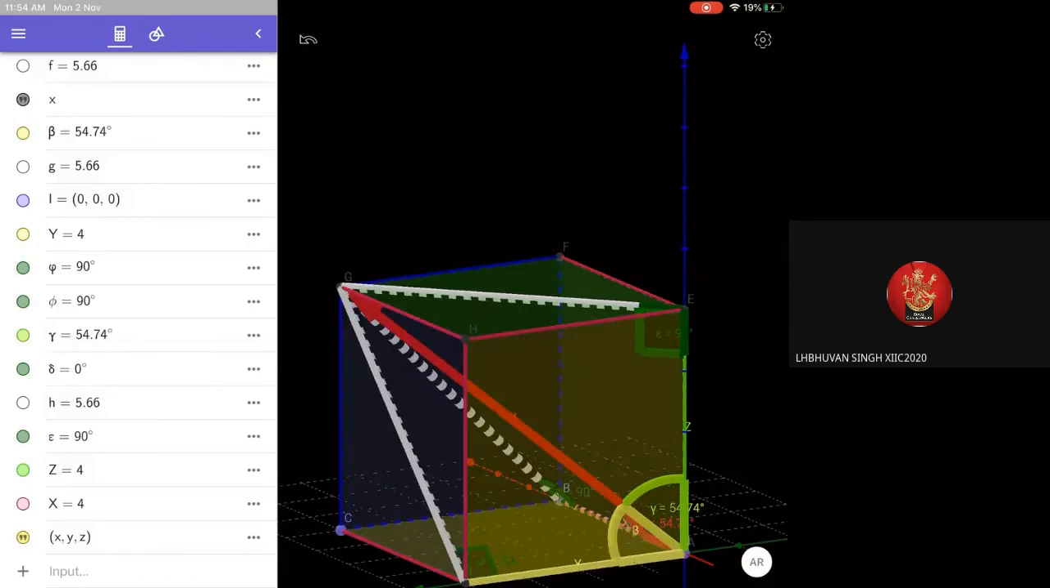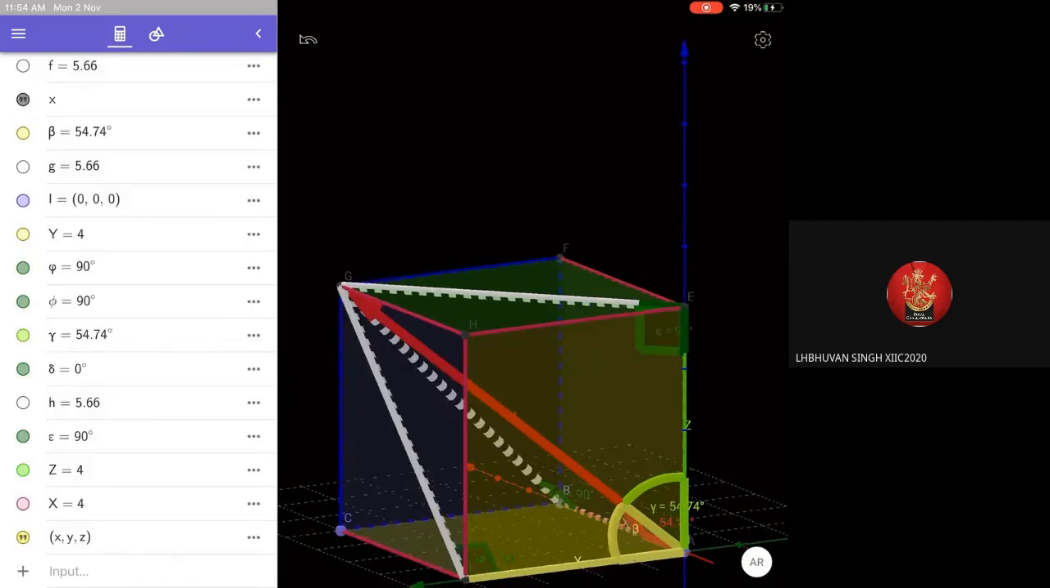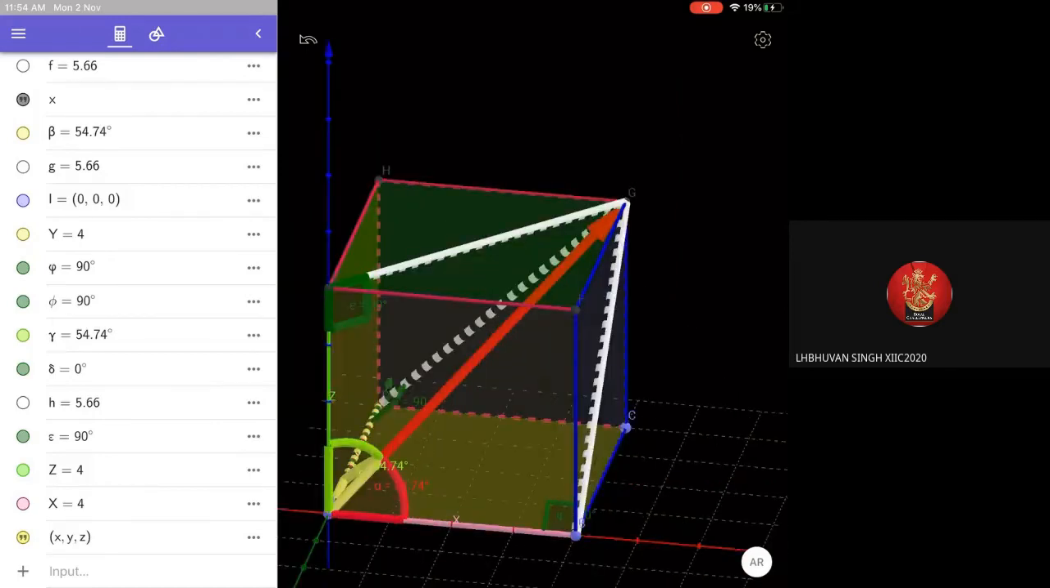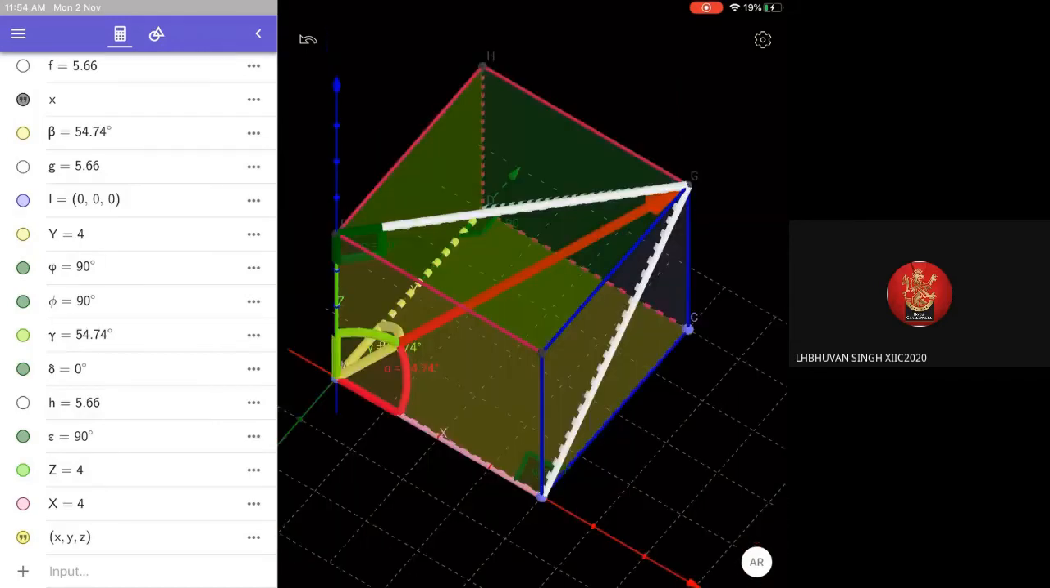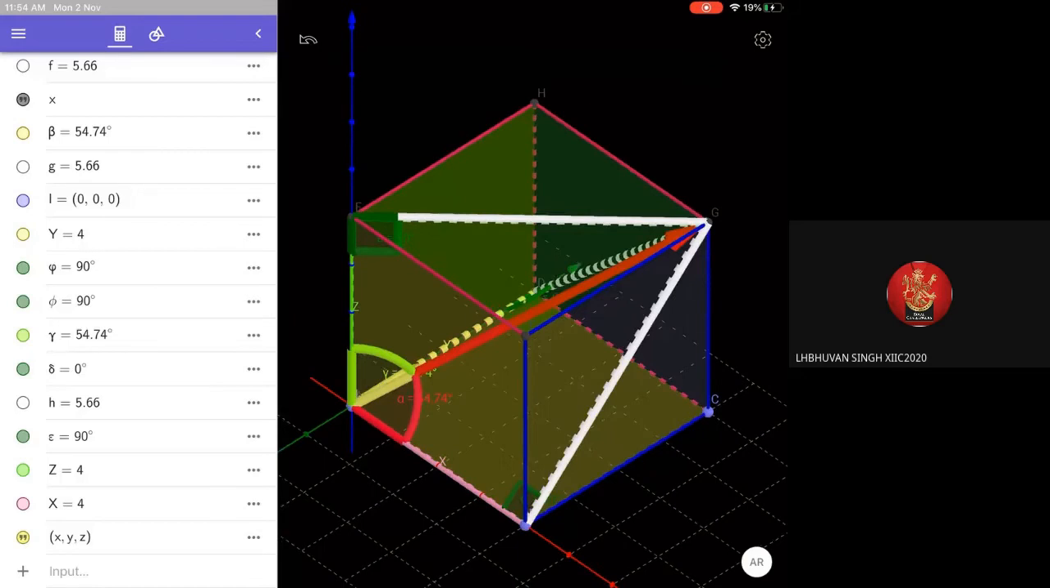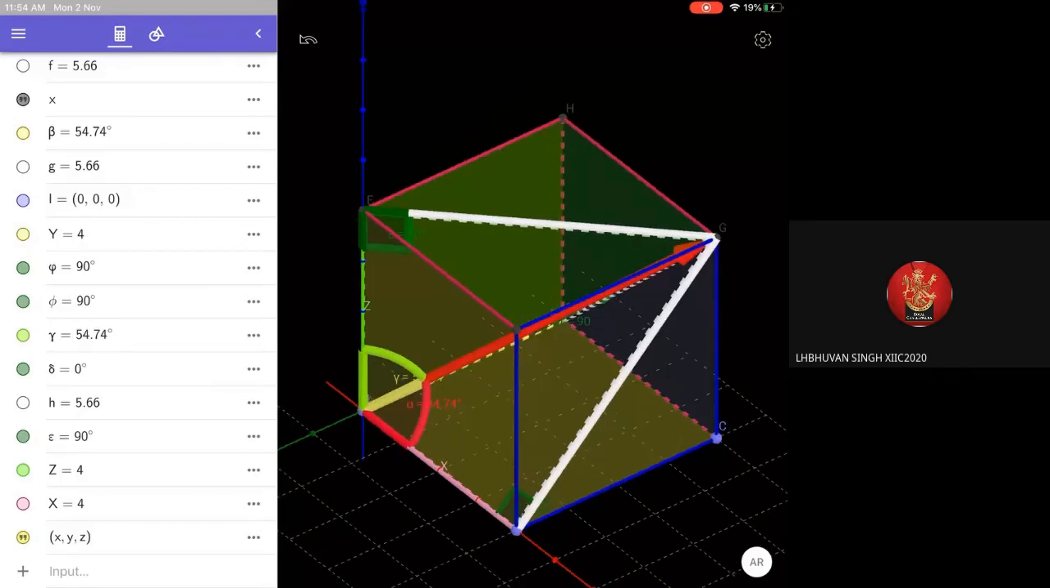Cos beta, I have rotated it. Cos beta is y by r, and cos gamma. Cos gamma is also, you can visualize one right triangle. Cos gamma is z by r. I hope children you understood this. So I'm now going back to this.